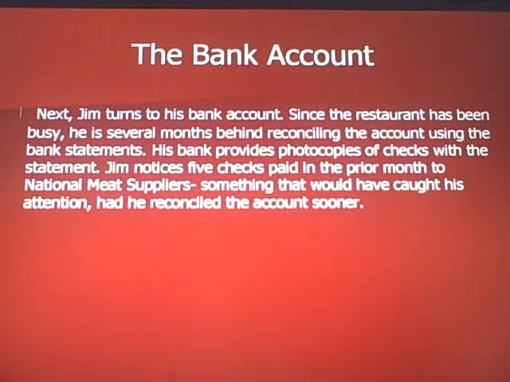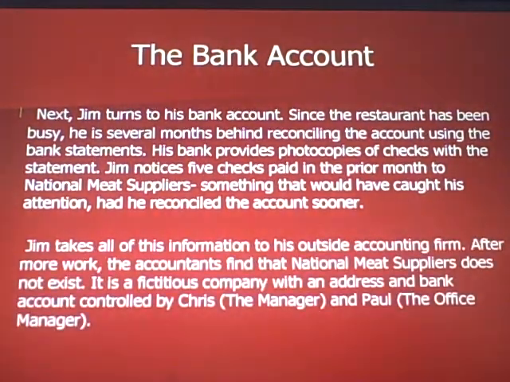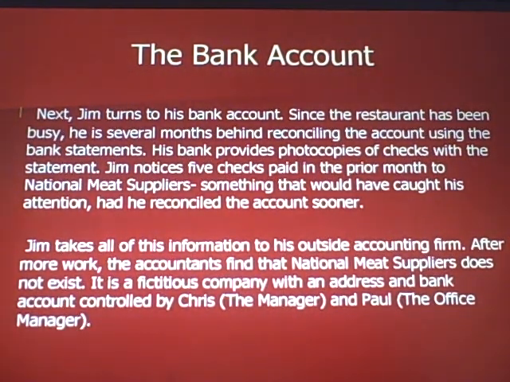Jim notices 5 checks paid in the prior month to National Meat Suppliers, something that would have caught his attention had he reconciled the account sooner. That stood out to him. The problem is that he didn't reconcile the account on a timely basis. So he gets his accountant involved.